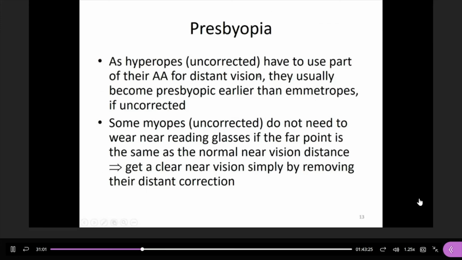But of course, the patients would prefer to have a clear image. So what they can do if they have 2 diopters of hyperopia is that they can accommodate. When they accommodate, they can increase the total power of the eye.